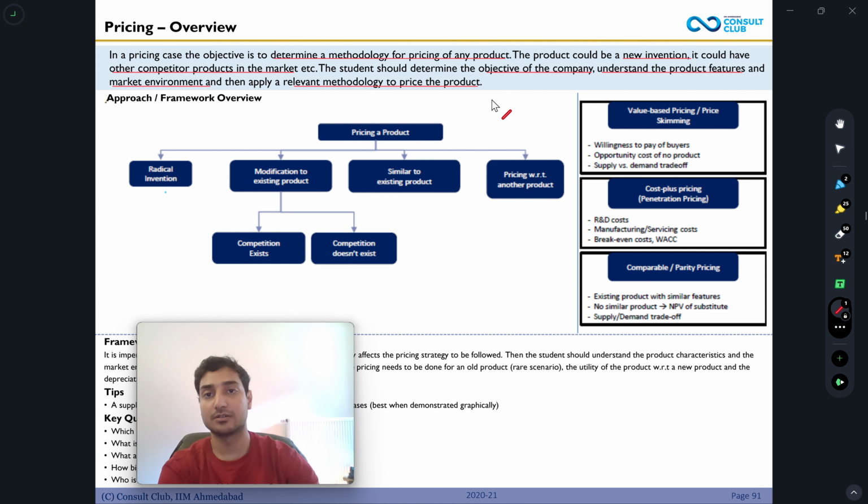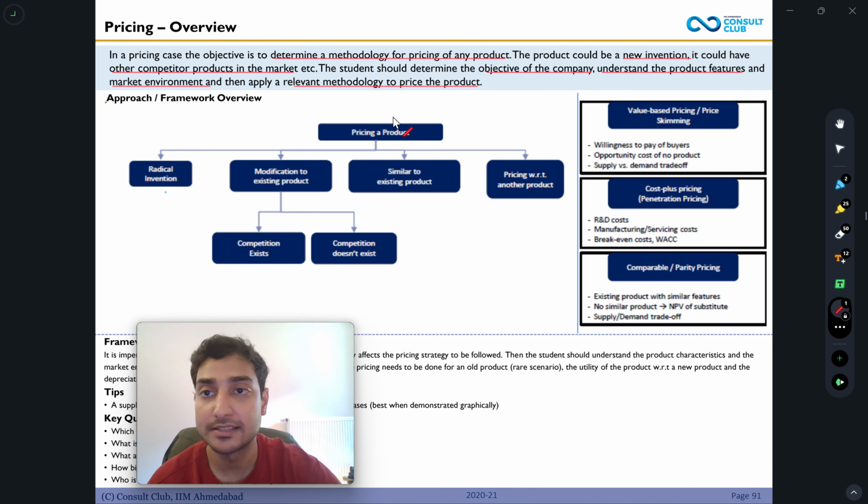So your goal is to figure out what methodology you have to apply. You have to first understand the objective of the company. Then you have to understand the features of the product, the market environment, and then apply relevant methodologies. We're gonna come to the methodologies later in this video to understand the different types of methodologies you can apply.